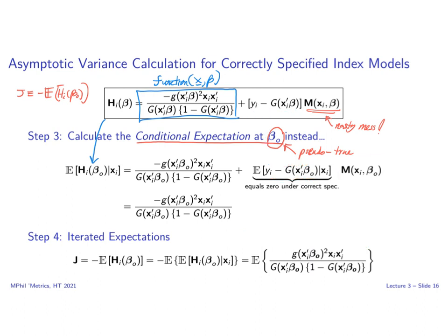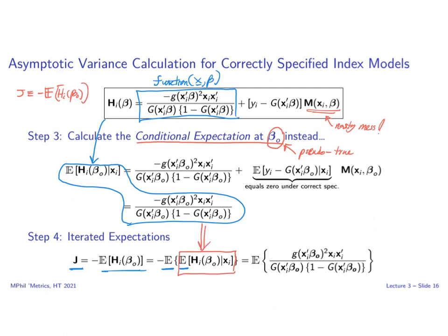So now we are ready to calculate J. We will do this using iterated expectations in the following way. J is defined as the negative expectation of the Hessian evaluated at beta naught. By iterated expectations, that's the same thing as the negative of the expectation of the Hessian conditional on x. And we've just calculated that inner expectation. It's the following. It's not the prettiest expression in sight, but it's not too bad.